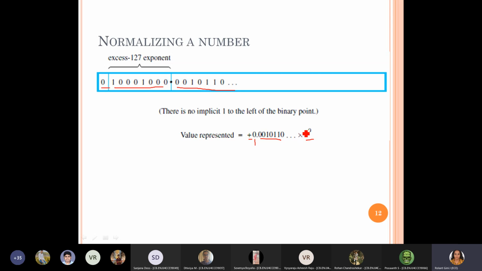Now you represent the same number in normalized format. You normalize the number and then try to represent it in a standard format. Take 1 or 2 minutes and then we discuss.